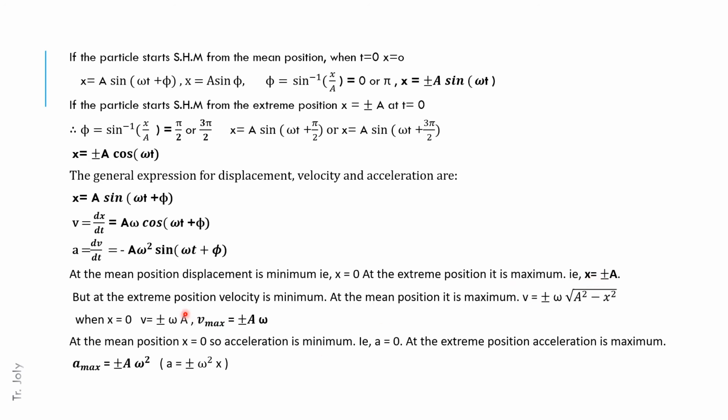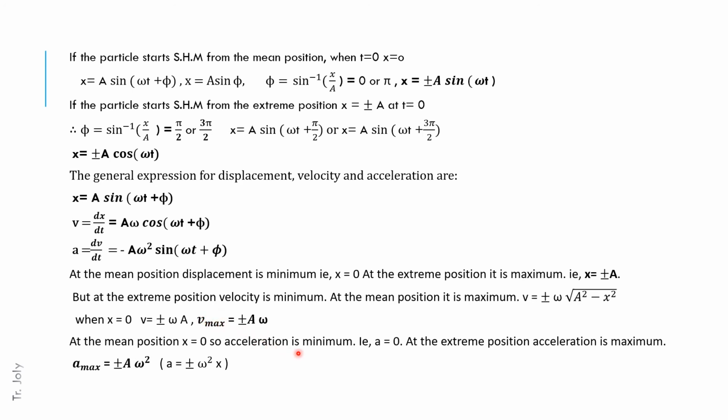At the same time we know that at the extreme position velocity is minimum. So the minimum value of velocity is 0. The maximum value of velocity is at the mean position. So we know that v is equal to plus or minus omega root of (a square minus x square). So when x equal to 0, v is equal to plus or minus omega a. So the maximum value of velocity is at the mean position. Its value is plus or minus a omega.